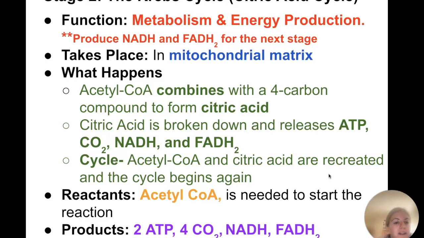But you need acetyl-CoA to start the reaction. That is the only reactant for the Krebs cycle. And the products are 2 ATP, 4 CO2, as well as NADH and FADH2. So this is a good cheat sheet of what you need to know about the Krebs cycle.